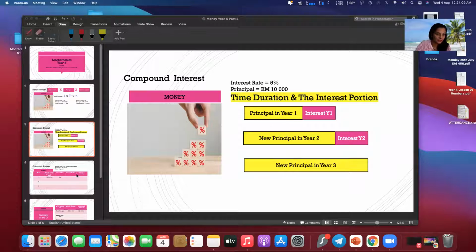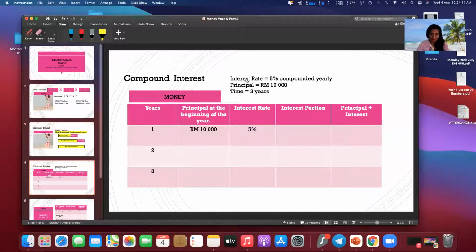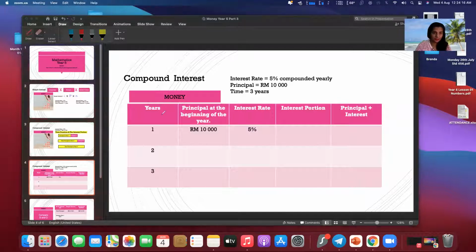So here we have a chart, a table, and let's do this. How to calculate compound interest? Over here, I have the years. I'm going to change this to dark blue. The principal at the beginning of the year was 10,000. My interest rate is 5%. So what is my interest? To calculate that, you take 5% times 10,000. Remember, this is just the first year, so it's the same calculation as for simple interest.